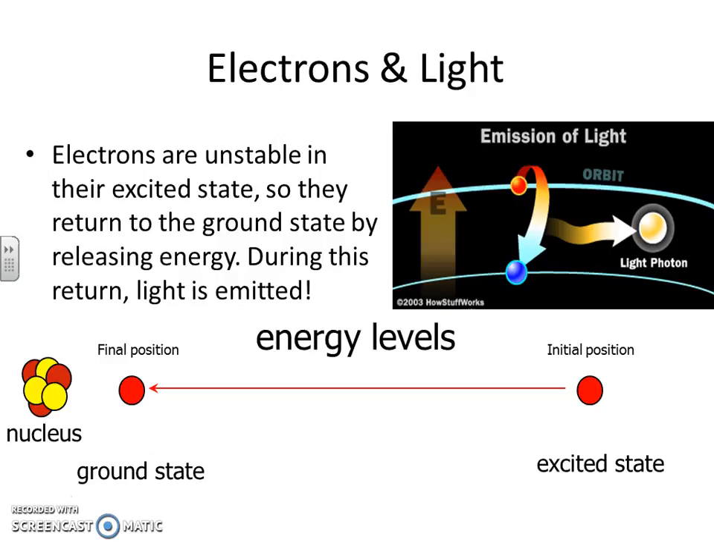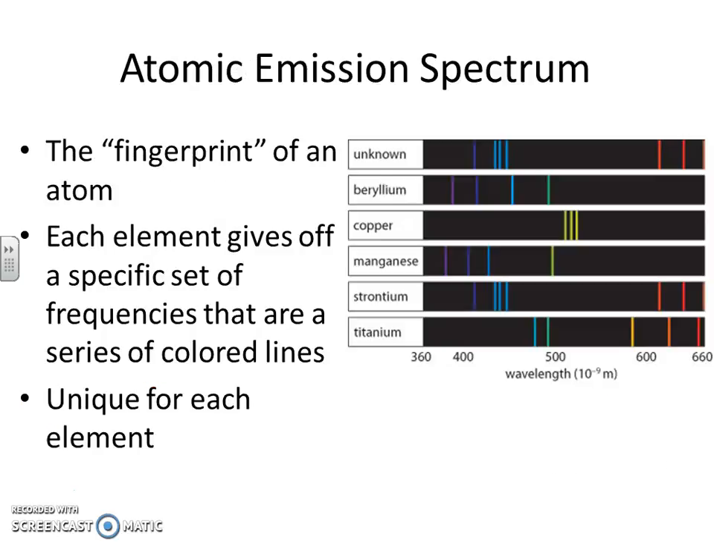So let's talk about the final thing, the atomic emission spectrum. An atomic emission spectrum is the fingerprint of an atom. When each element absorbs energy, it gives off a specific set of frequencies that are a series of colored lines, discrete lines. What that means is we don't see a continuous wave of color. We see individual lines of color. And it's unique for each element, which means if we have the atomic emission spectrum of an unknown element, we can compare it to other ones.